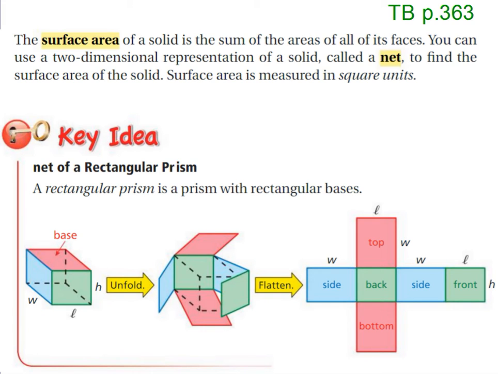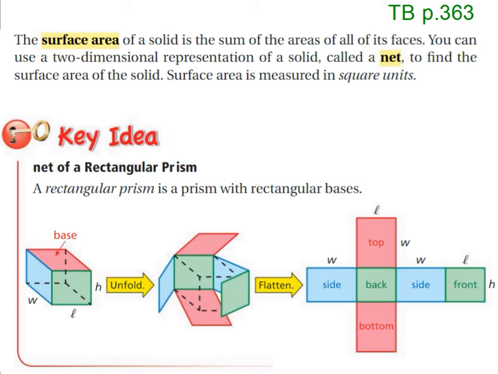Okay, now specifically onto surface area. The surface area is the sum of all the areas of all of its faces. And remember, a face is simply one of the sides. You can use 2-dimensional representations of a solid called a net to find the surface area of the whole solid. Surface area is always considered square units.